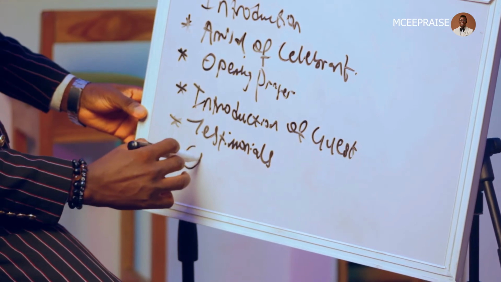That's why you need to work on yourself when it comes to audience engagement. You need to engage them. You play around with your audience, make them feel relaxed, make them feel comfortable, make them feel like they have come to party. And after you're done with that, we move straight to cutting of the cake. After testimonials, people have said a lot of things about the celebrant. Then you go to cutting of the cake.